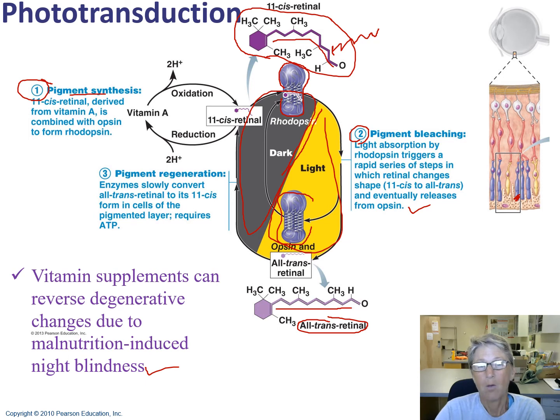Now, in the dark, the pigment will regenerate. That means there will be enzymes there to convert the straight or trans retinal back to the bent or cis retinal. And then more light comes in and you can do the whole process again.